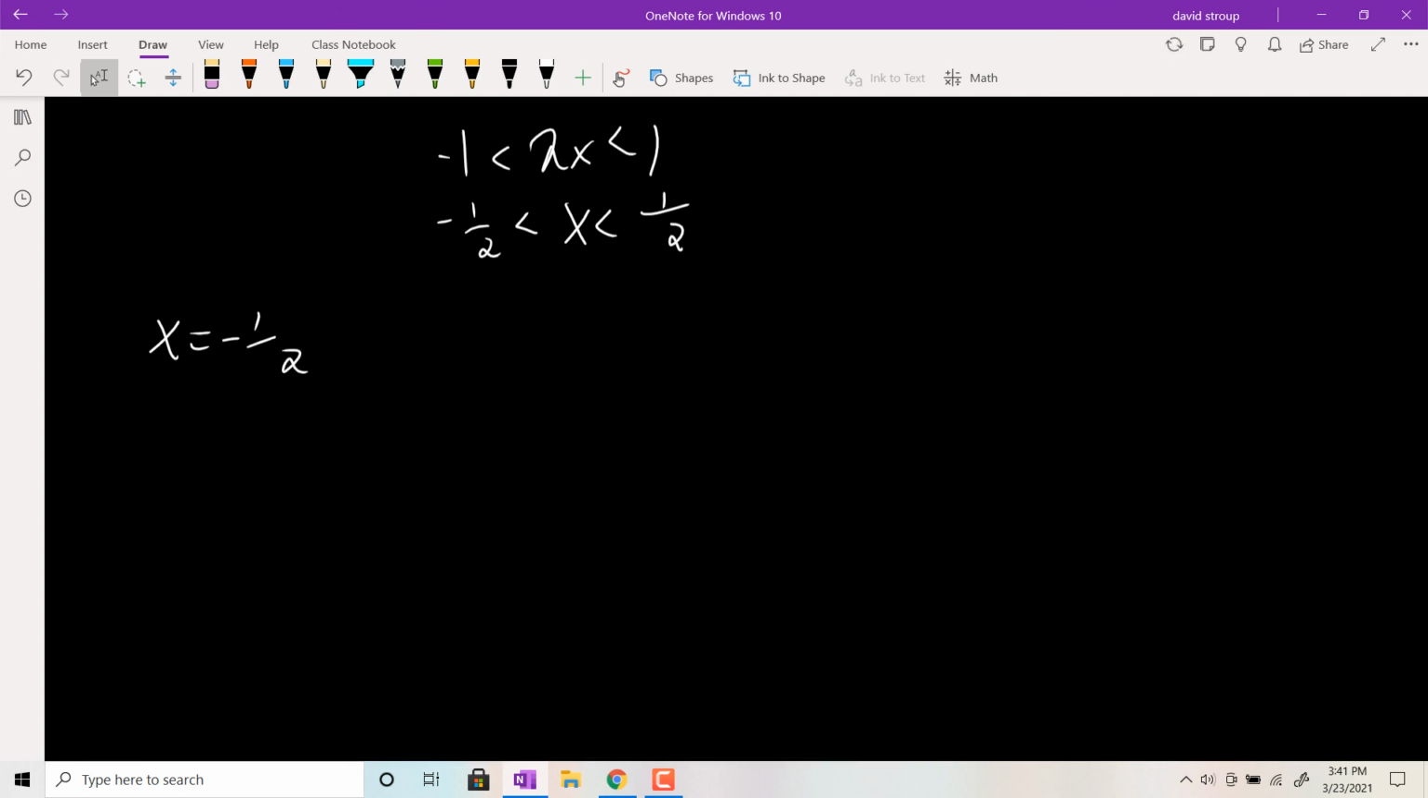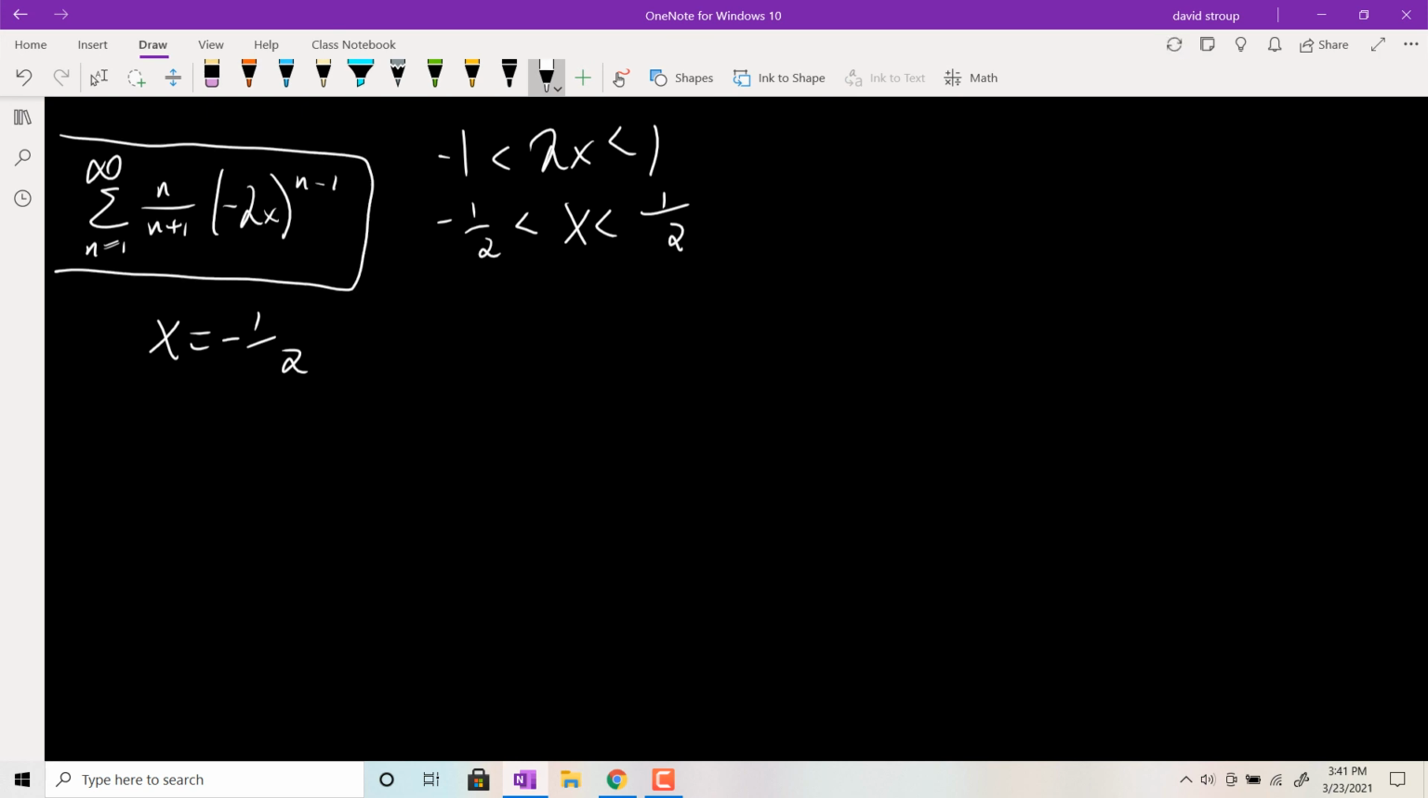So you're looking at, what was the original series, right? So the series n equals 1 to infinity of n all over n plus 1 times -2x to the n minus 1. Okay. So wherever you see x, you're putting in -1/2. So we have then the sum of n all over n plus 1 times -2 times -1/2. What is that? It's just 1, right? So 1 to the n minus 1. 1 to any power is just 1. So really all we have is the sum of n over n plus 1.